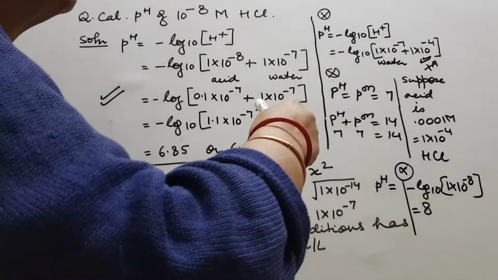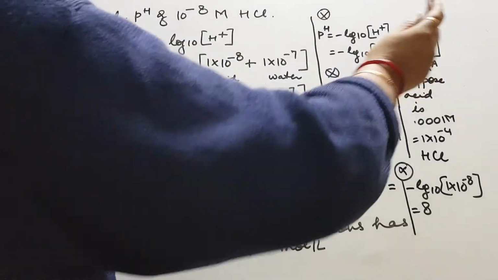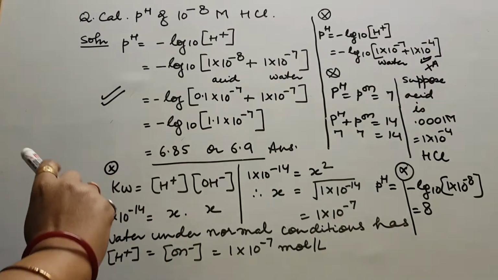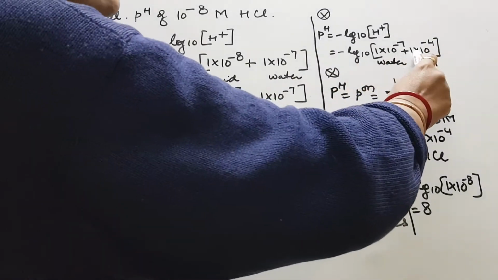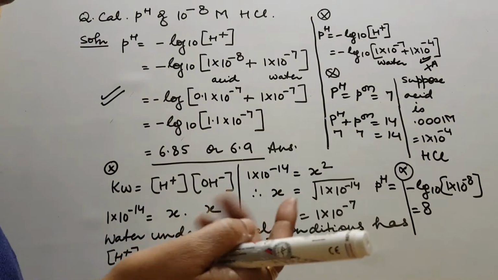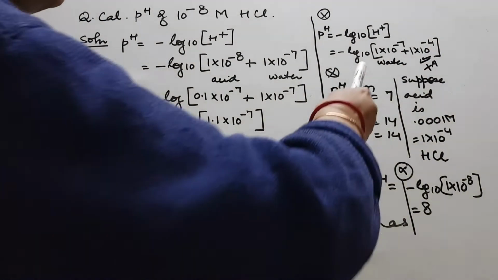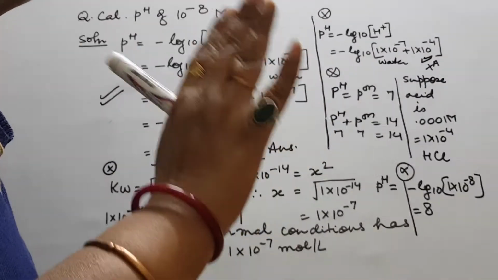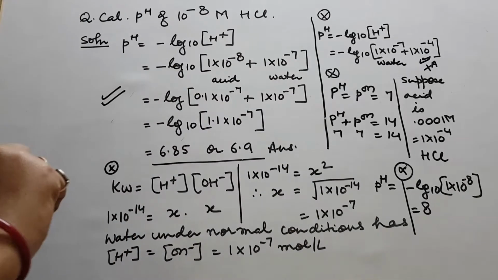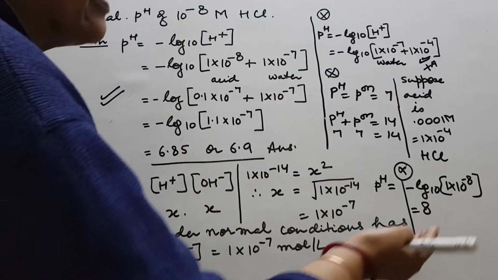And thus, for pH, I can only go with this, and towards the end, I can say that pH is equal to minus log to the base 10 of this value only, and the answer is 4. I can ignore this, just to make calculation easy. Fine. So this is what you have learned.